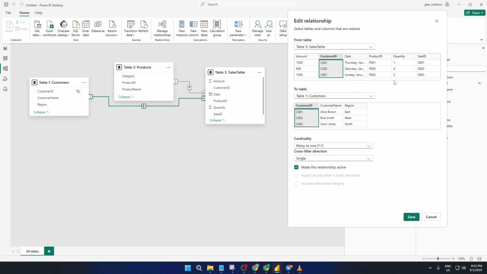That star shape you're seeing in the diagram is actually called a star schema. Your fact table is at the center, surrounded by dimension tables. Now, why does this matter?